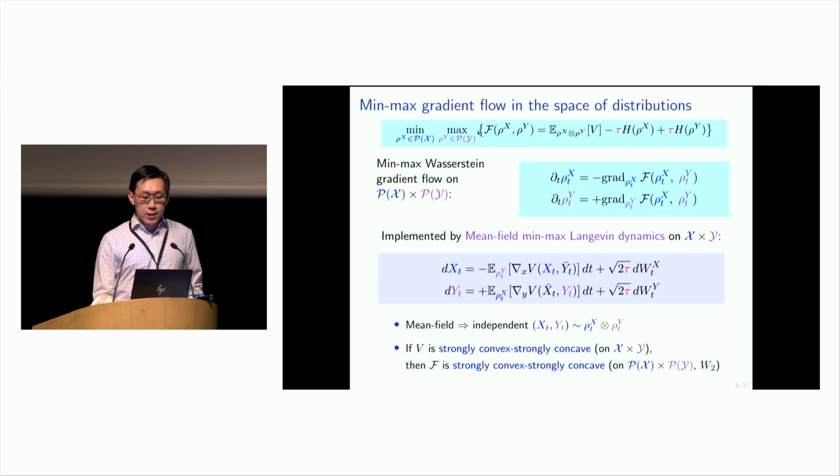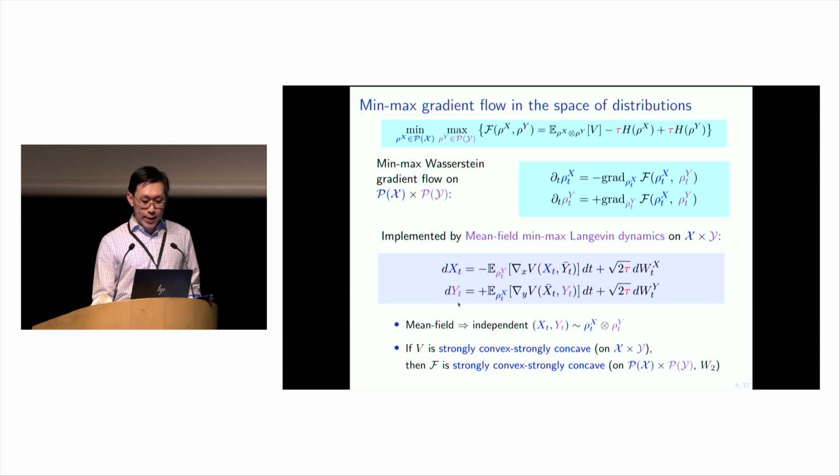So again, for this min-max problem on the space of distributions, suppose we run the min-max gradient flow on the space of distributions using the Wasserstein metric. So formally, the x part should flow along the negative gradient of f, the gradient in the x direction, and the y part should flow along the positive gradient of f, the gradient in the y direction. Under the Wasserstein metric for this objective function, it turns out that this system of gradient flow is implemented by the following system of stochastic differential equations in x and y.